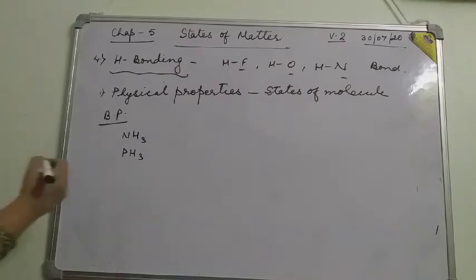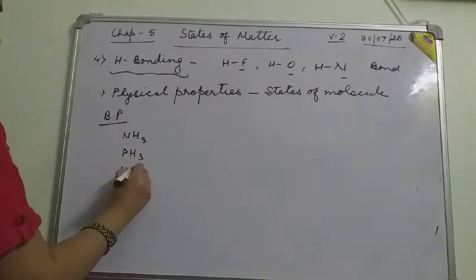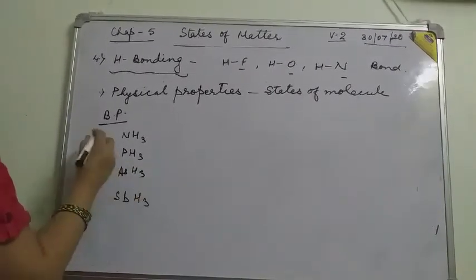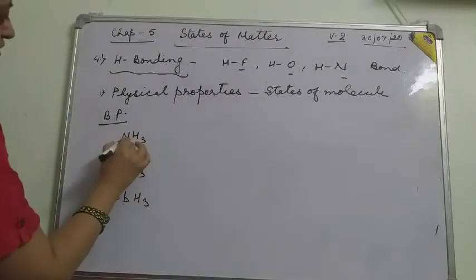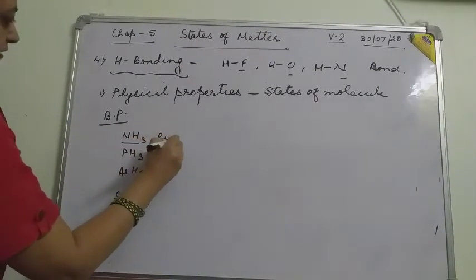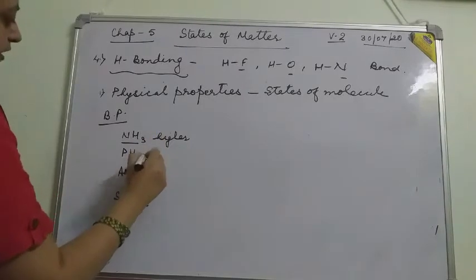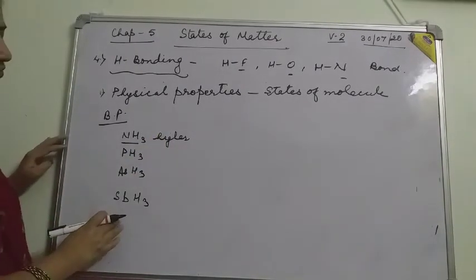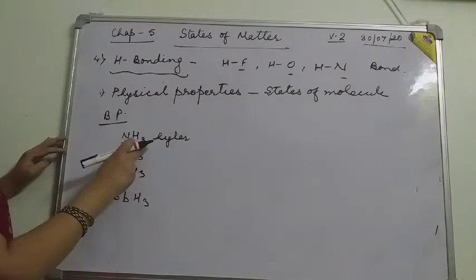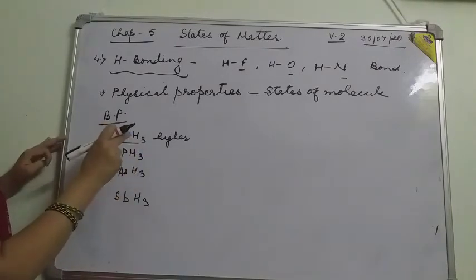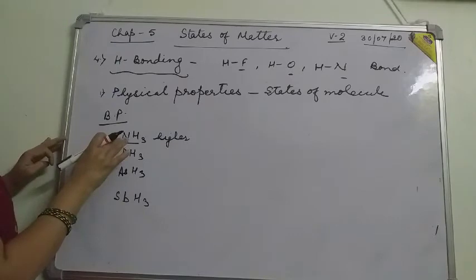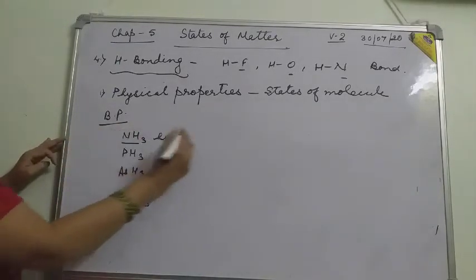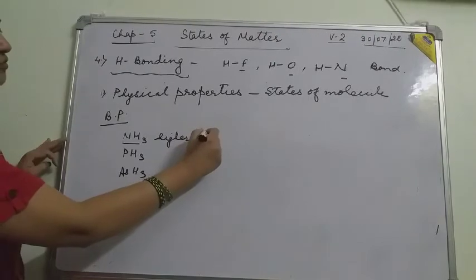Arsenic, antimony. The boiling point of NH3 is higher than PH3. As we know, the boiling point should be lower for NH3, but due to hydrogen bonding it is higher.